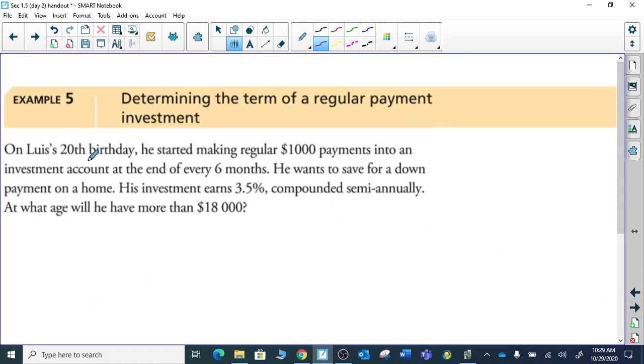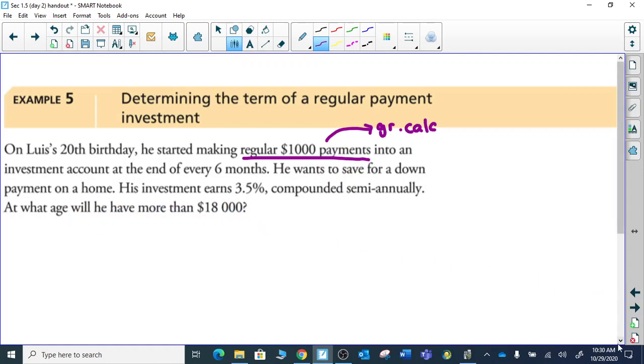This one says, on Lewis's 20th birthday, he started making regular $1,000 payments. So that regular $1,000 payments is our clue that we are going to use the graphing calculator. He's putting these regular $1,000 payments into an investment account at the end of every 6 months. He wants to save for a down payment on a home. His investment earns 3.5% compounded semi-annually, and they're asking us, at what age will he have more than $18,000?